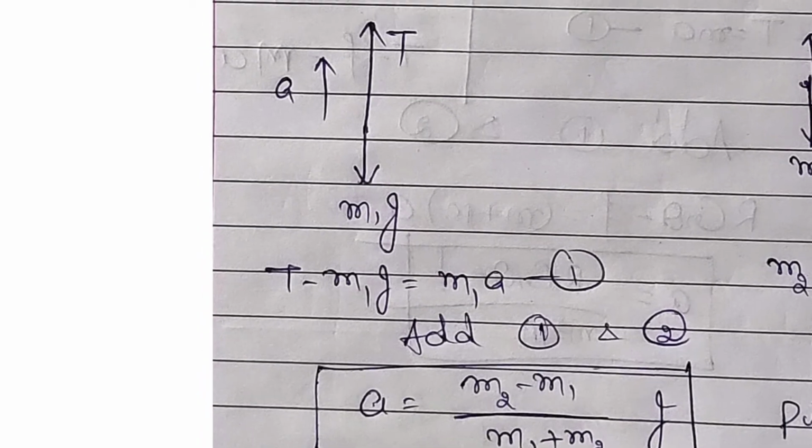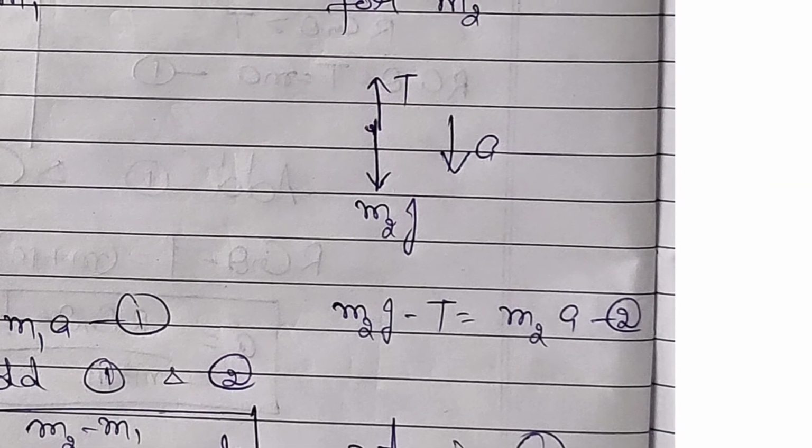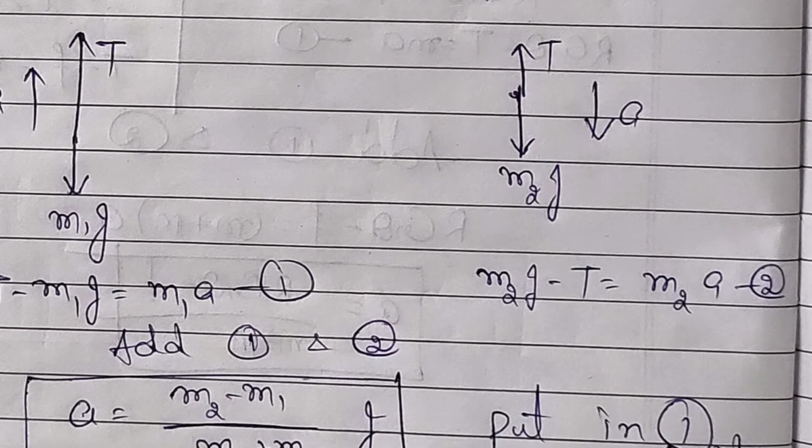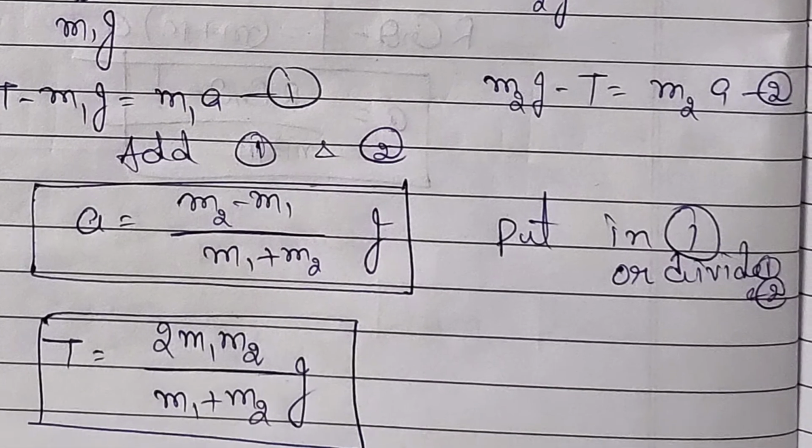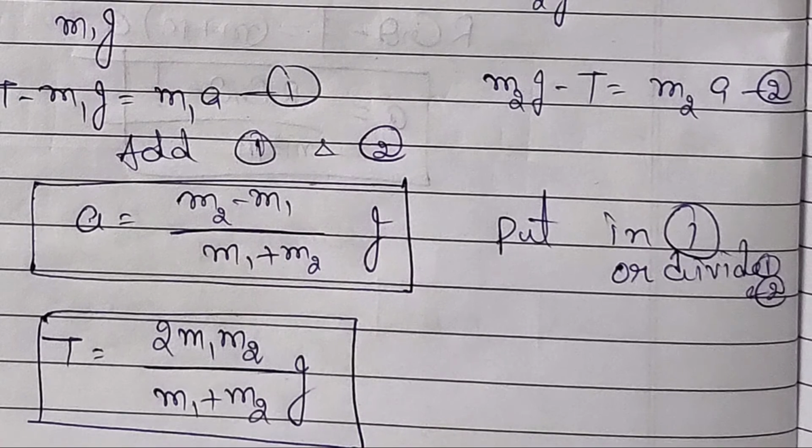So net force is T minus m1g. T is positive because a is in the upward direction, and weight is negative because it is opposite to the acceleration. So T minus m1g is equal to m1a. And for the second body, m2g minus T is equal to m2a, because m2g is positive here as acceleration is in the downward direction and tension is negative. So add these two equations and you will get the value of acceleration, and put the value of acceleration in either equation 1 or 2, or divide them, and you will get the value of the tension.